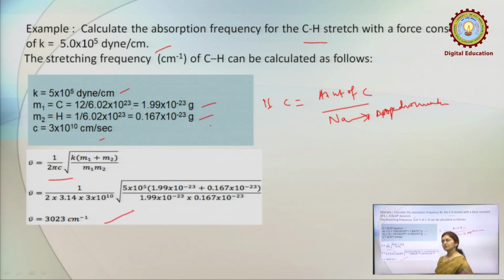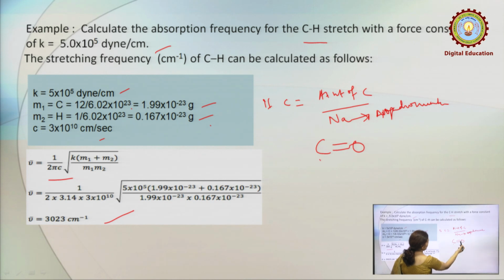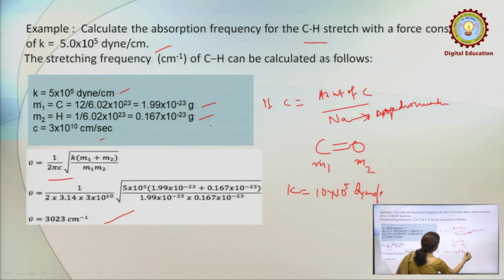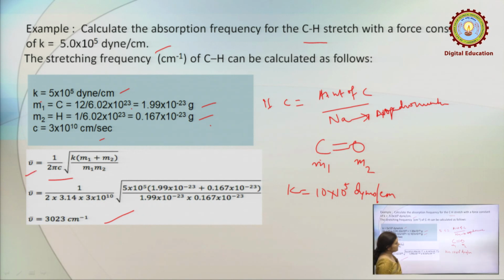If we want to calculate the vibrational frequency of C double bond O, what should we do? We have to calculate the mass of the carbon atom and the mass of the oxygen atom. Mass of carbon atom is M1, mass of oxygen atom is M2. We have to put the force constant value K. In place of 5, we put 10 into 10 to the power 5 dynes per centimeter, and with the help of this equation we can calculate the vibrational frequency of the CO bond.